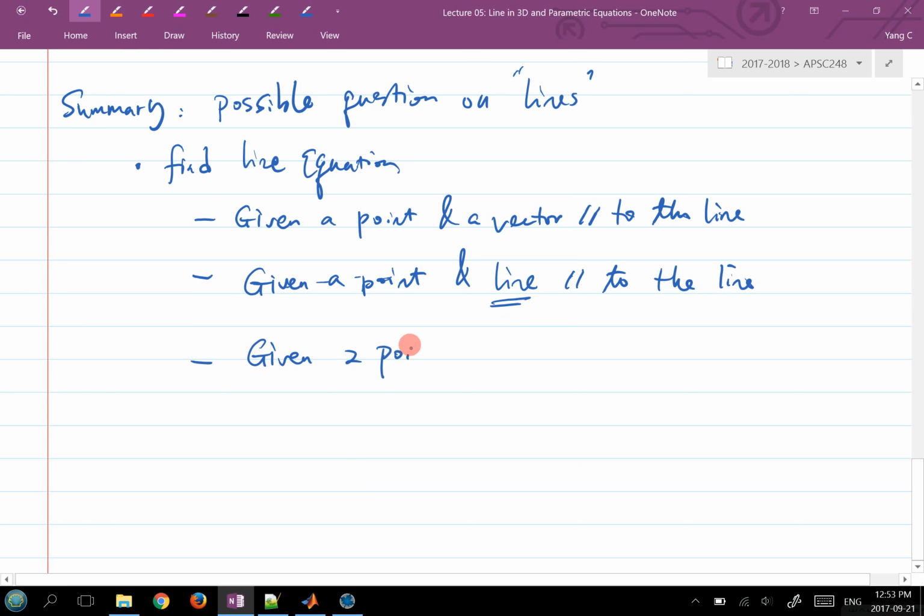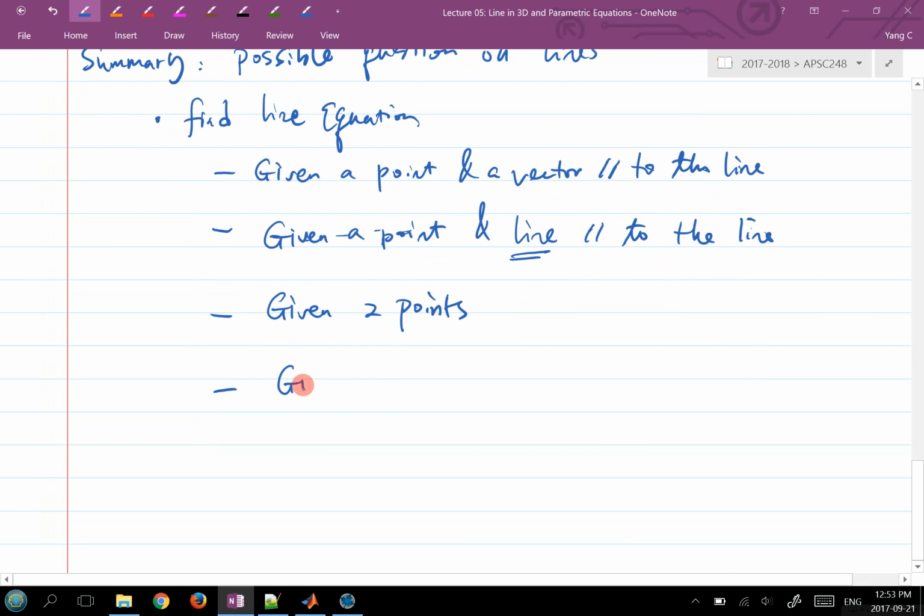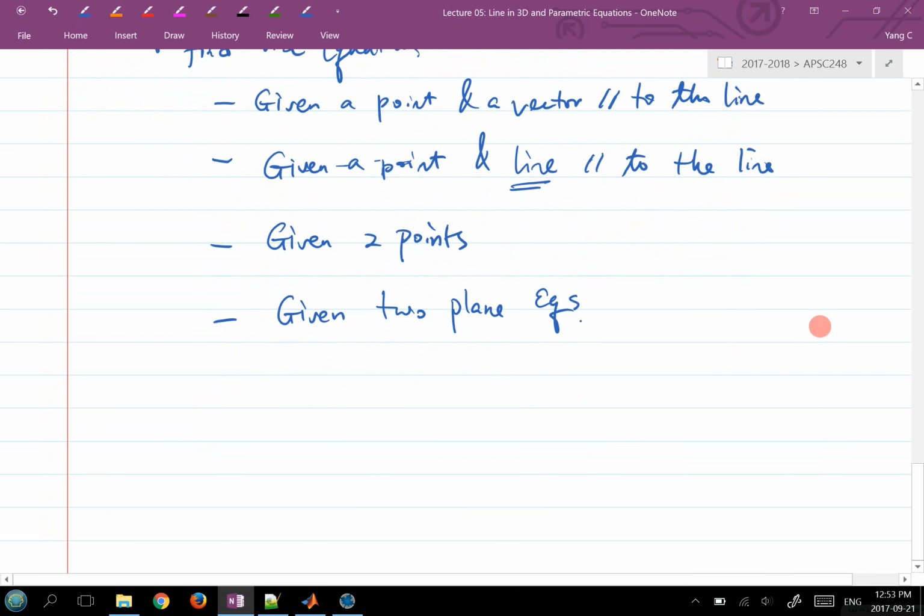Or you're just given two points, and we just exercised that. Or you are given two plane equations. This is also pretty obvious: if the two planes are not parallel to each other, then they will intersect. That intersection will yield a line. And how would you derive that line? We'll shortly show you one very quickly, in terms of deriving a parametric equation.